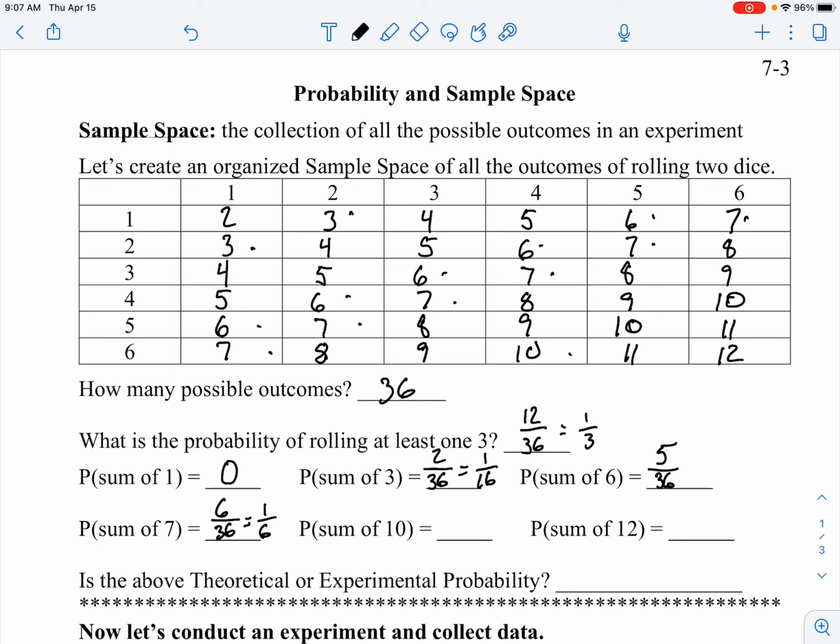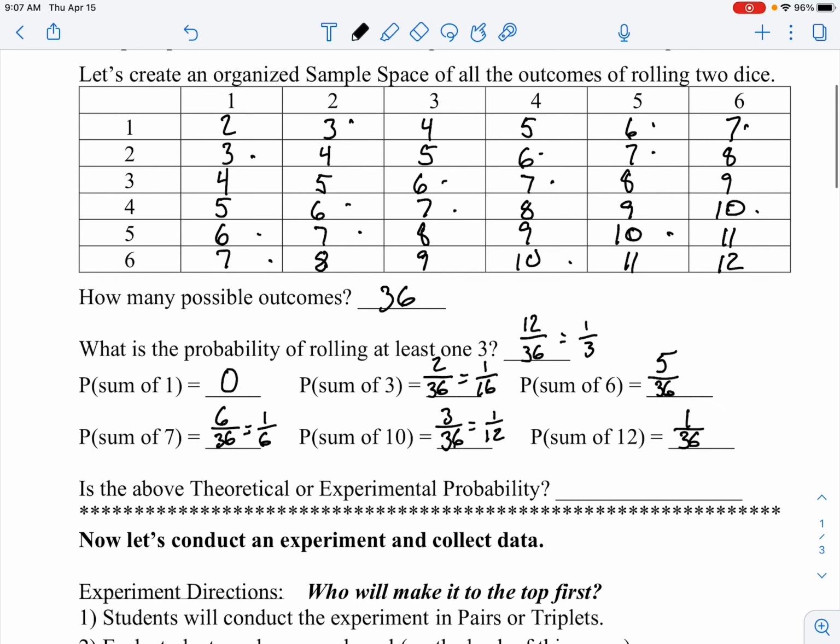Probability of rolling a 10, well, we've got 1, 2, 3 different ways we could roll a 10, which would be a 4 and a 6, a 5 and a 5, or a 6 and a 4. So remember that 4 and 6 and 6 and 4 are 2 different possibilities, but there are 3 of those. So always reduce, and we get 1/12. And the probability of rolling a 12, well, there's 36 possibilities, and only one way that we can roll a 12. We can roll a 6 and a 6, and that's the only way that we can get to a 12.